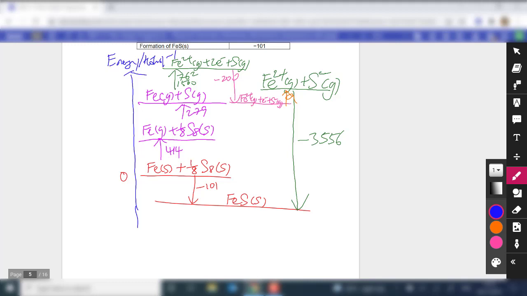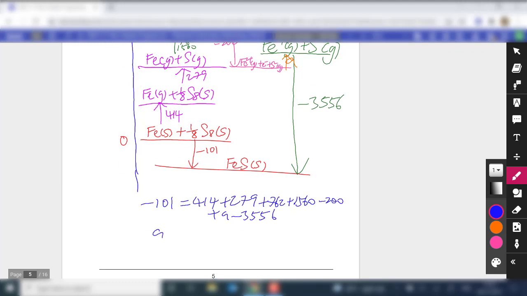Okay, so in this case, we try to define the enthalpy change of formation. So we have negative 101 equals 414 plus 279 plus 762 plus 1560 minus 200, plus A minus 3556. Okay, so with this, we will solve for A. We should be able to get 640 kilojoules per mole. Okay, so this will be the second ionization energy of sulfur.